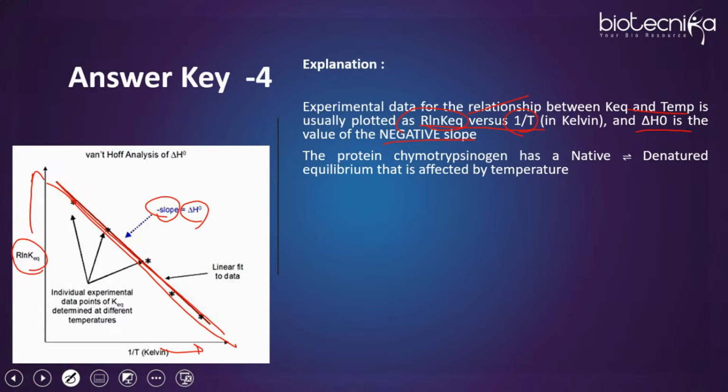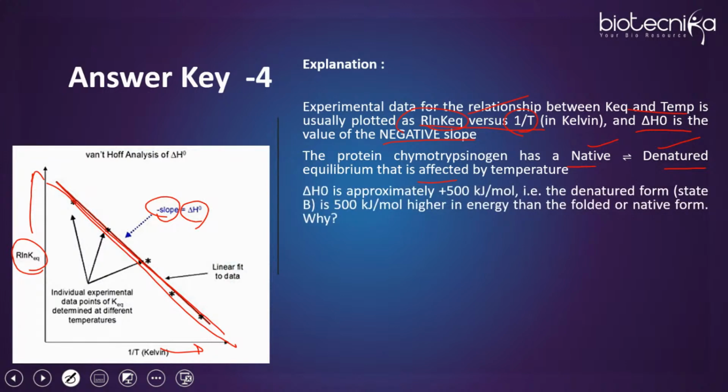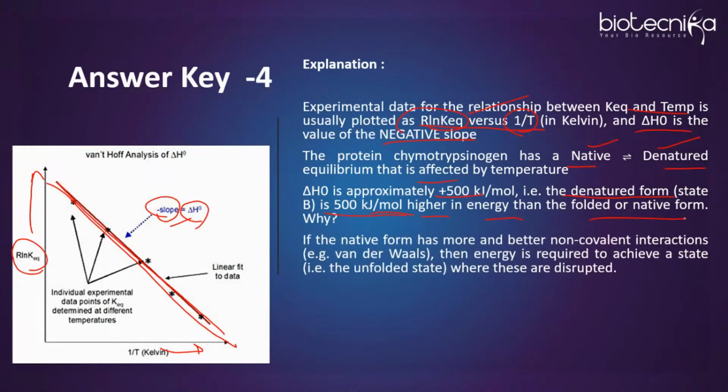Now, let's say the protein chymotrypsinogen has a native to denatured, that is folded and unfolded, equilibrium that is affected by temperature. Delta H is approximately plus 500 because it gives you a positive value. That means the denatured state is 500 kilojoules per mole higher in energy than the folded or native form. Got it? So why is that? If the native form has more and better non-covalent interactions, then energy is required to achieve a state where these are disrupted. So to break a bond you need energy, and that's why the denatured form is higher in energy than the folded or native form.